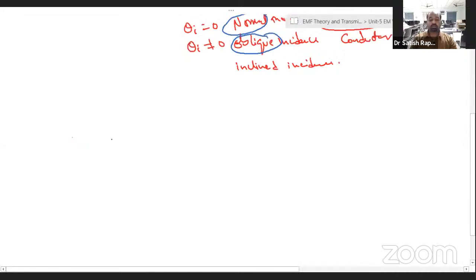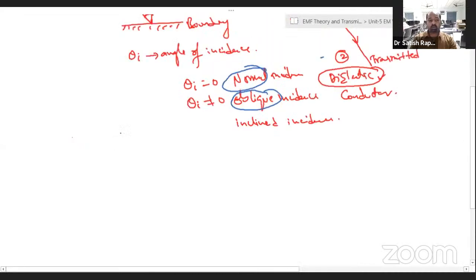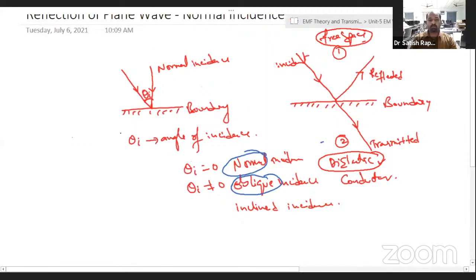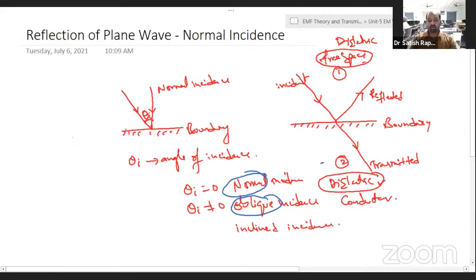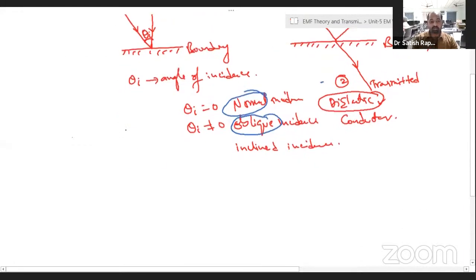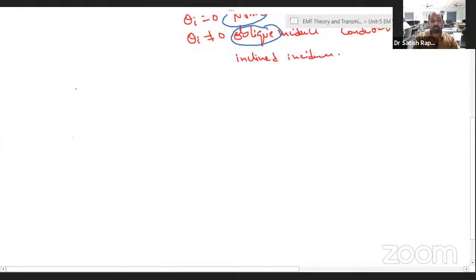So for this class, as I have given the heading, reflection of plane wave at normal incidence, I will discuss normal incidence in this class. What is meant by normal incidence?